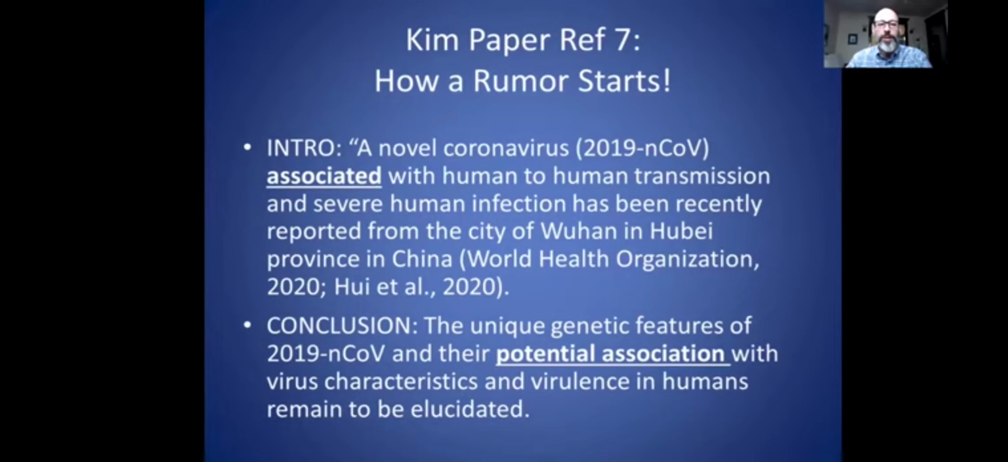In the introduction, it says that a novel coronavirus is associated with human-to-human transmission and severe human infection. So once again, association is not causation. And in its conclusion, it talks about the genetic features of the virus and their potential association with virus characteristics and virulence in humans remain to be elucidated. So in other words, there's some kind of association. We need more research. We haven't proven anything.